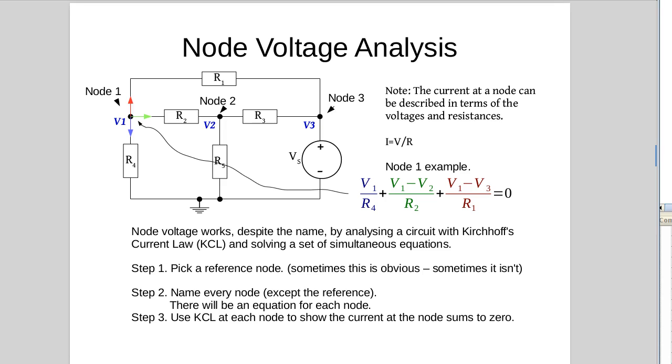Now we draw all the currents as leaving the node. The blue current is V1 over R4. The green current is V1 minus V2 over R2. And the red current is V1 minus V3 over R1. So this current here is this voltage minus this voltage divided by the resistance. This current here is this voltage minus this voltage, that's the voltage across here, divided by this resistance, gives us the current. Now we draw all the currents as leaving the nodes.